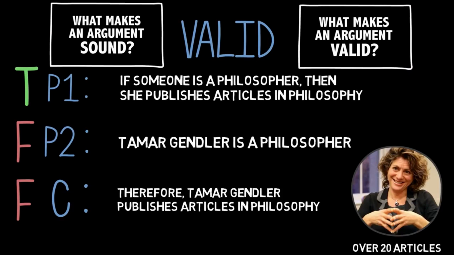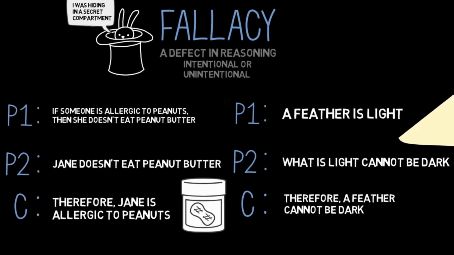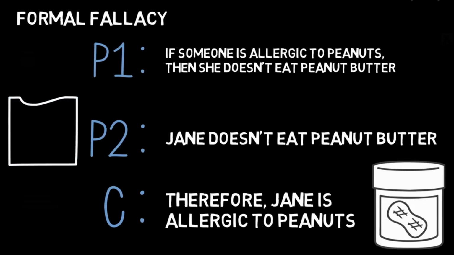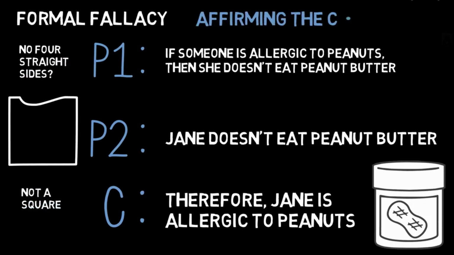We can also have an invalid argument form. Let's return to our first argument. This argument, as you might have suspected, contains a fallacy, a formal fallacy. And a formal fallacy is exactly what it sounds like, a defect in the form of the argument. In other words, there are certain forms of arguments that are invalid. This invalid argument form is a formal fallacy called affirming the consequent.